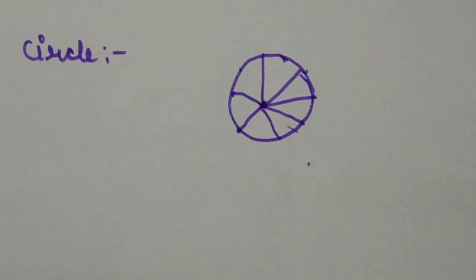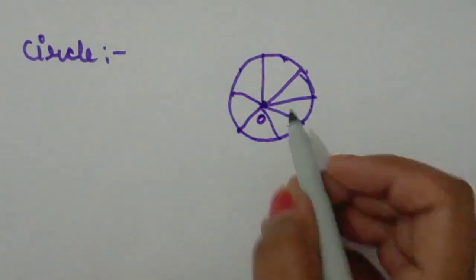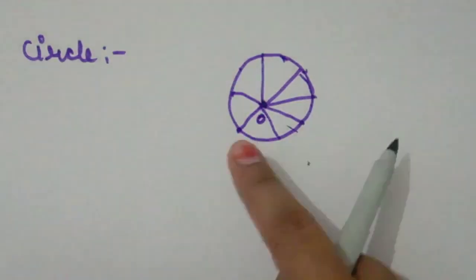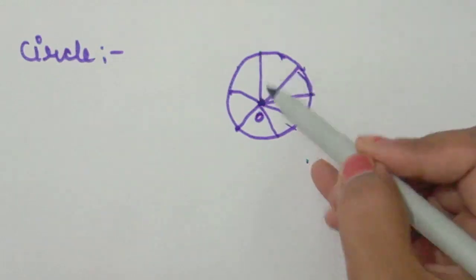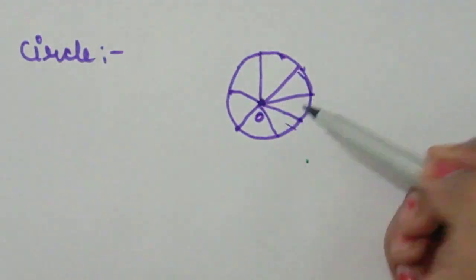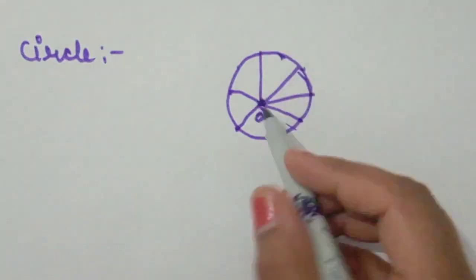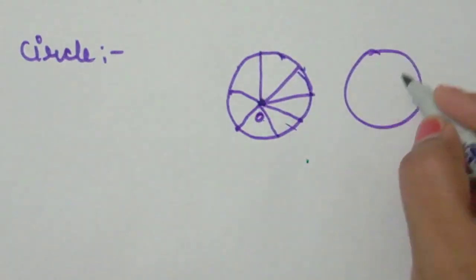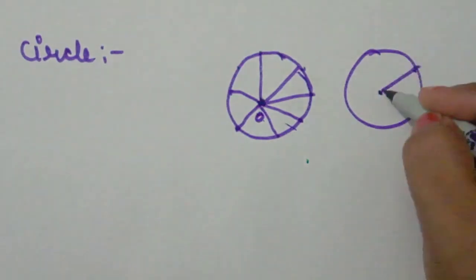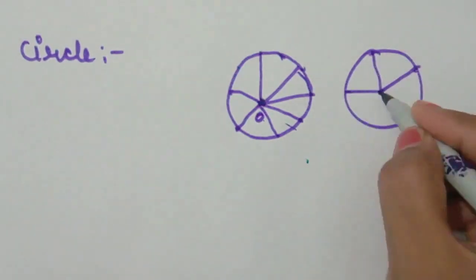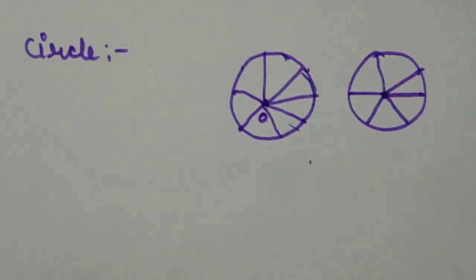We call them a circle. So students, we call the fixed point O the center of the circle, and this fixed distance is called the radius of the circle. The line segment joining the center and any point on the circumference of the circle is the radius of the circle. They all are radii of the circle.